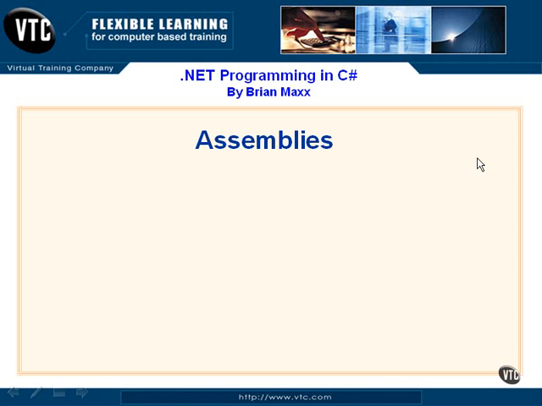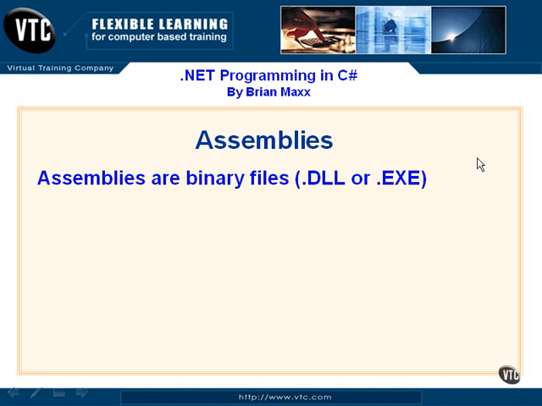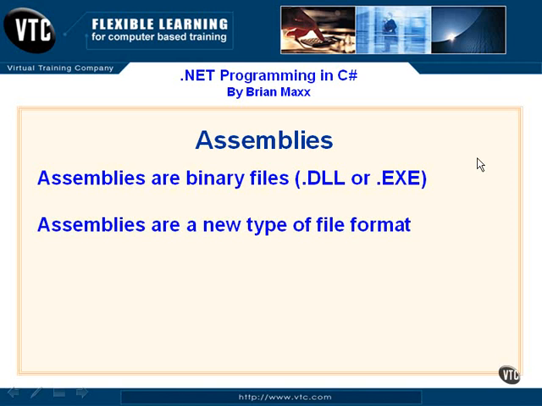Assemblies. What are assemblies? These are binary files. These can be DLLs or EXEs, just as we're used to with programming. If you're programming within most environments, you're going to produce an EXE, and DLLs can be libraries. This is familiar from working with COM binaries from the previous classic programming within Microsoft, but things are a lot different. An assembly is actually a new type of file format.